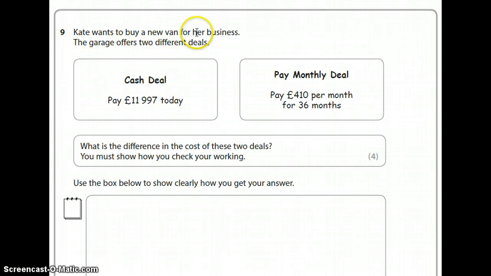Kate wants to buy a new van for her business. The garage offers 2 different deals. Cash deal: pay that amount today. Pay monthly deal: pay that amount per month for that many months.